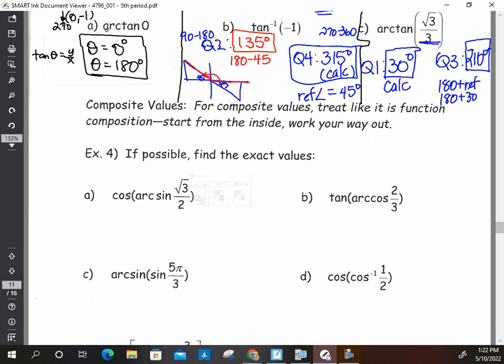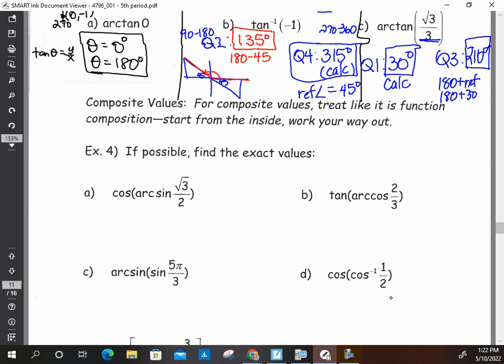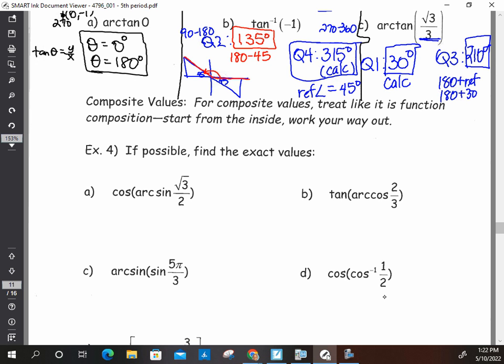So the last part that will prepare us for solving equations tomorrow is how do we find a composite value. A composite value just means we're doing two different operations. So if you see composite values, think composition. Start from the inside and work your way out.